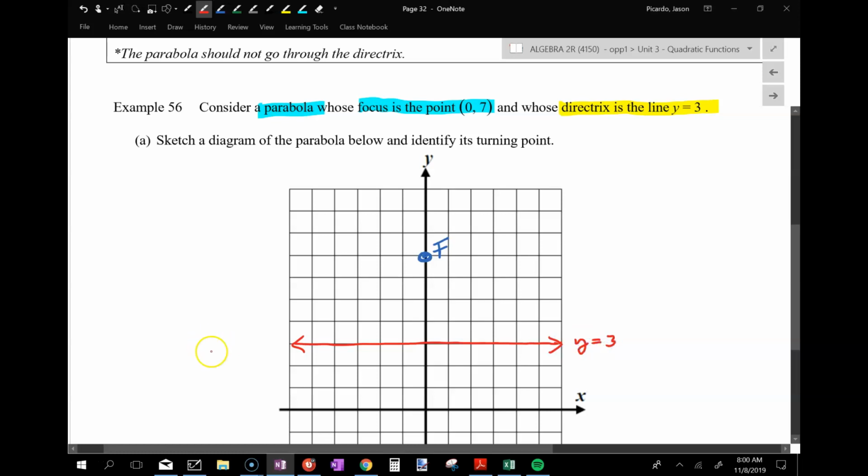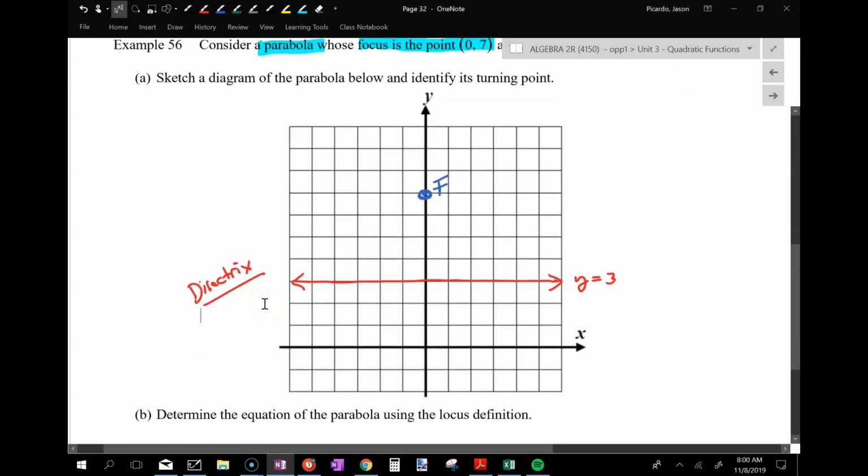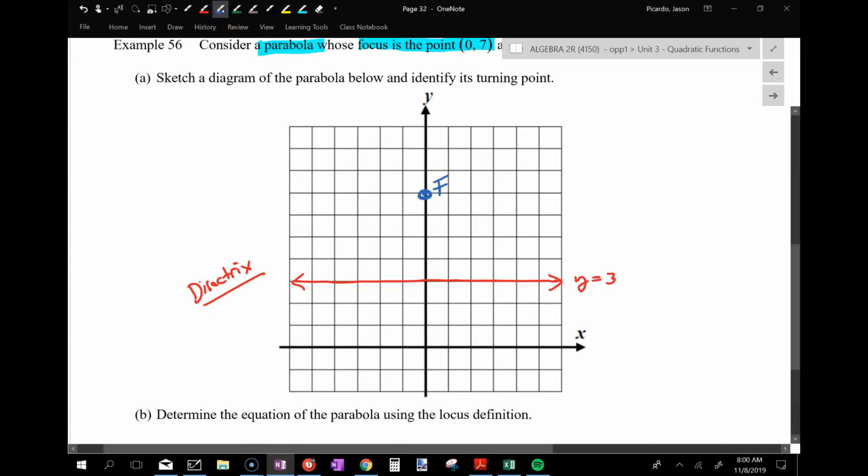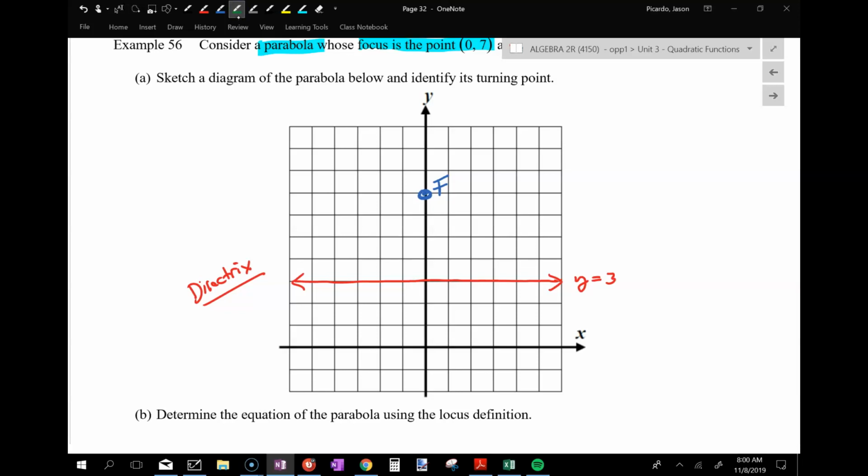And that's my directrix. Now, based on that information, if you've been paying attention at all, you better be able to tell me one point that you know for certain is on the parabola. Place it on your paper. If you don't know where that is, then don't fool yourself. You haven't been paying attention.